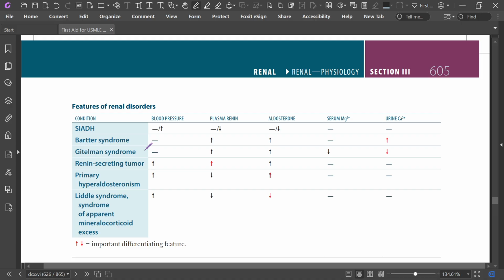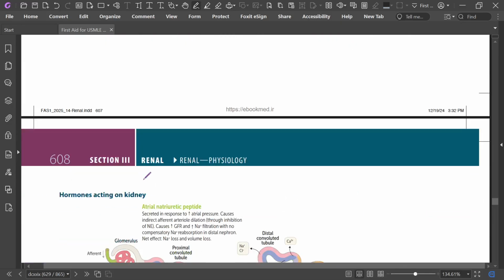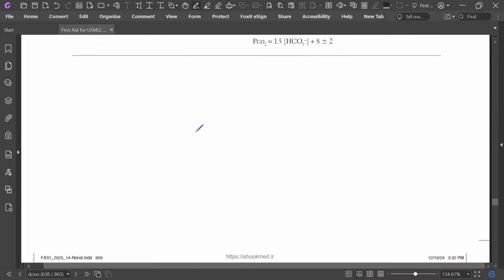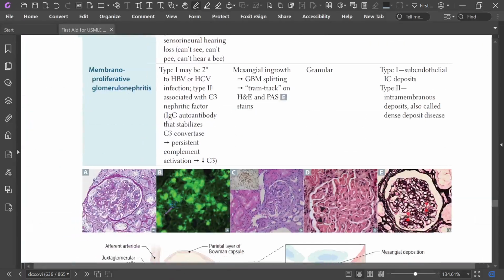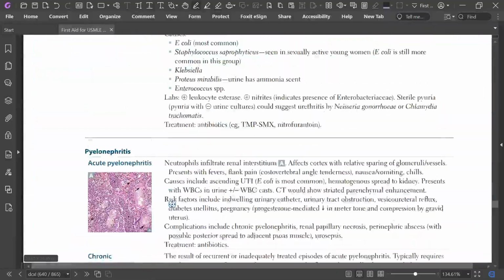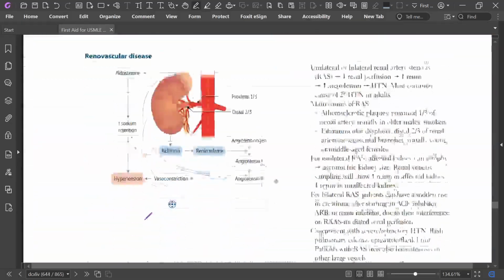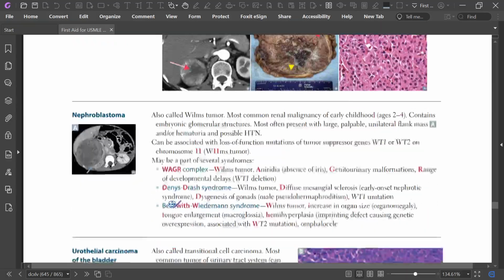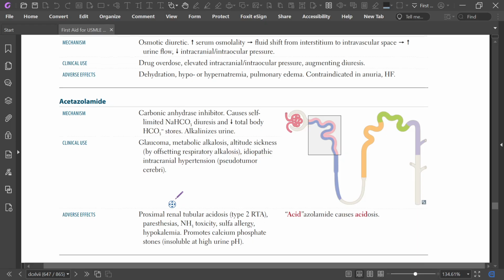Thiazide. Okay. If you want the mnemonic, there is a mnemonic. Now the drugs. You understand the pathophysiology? In the last part, not everything is covered by this mnemonic, but most of it is.